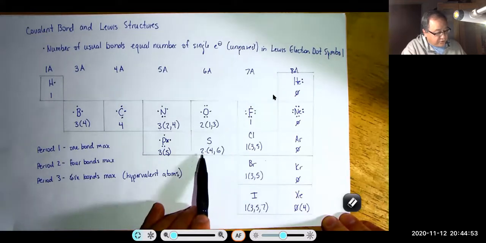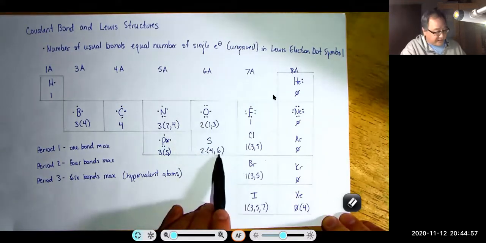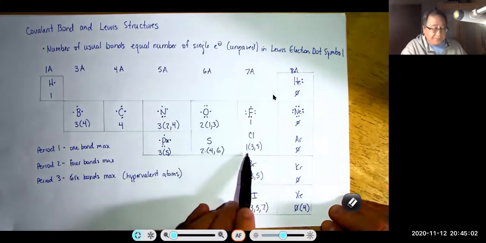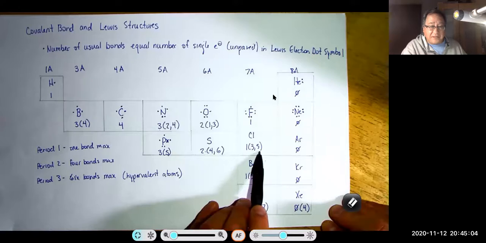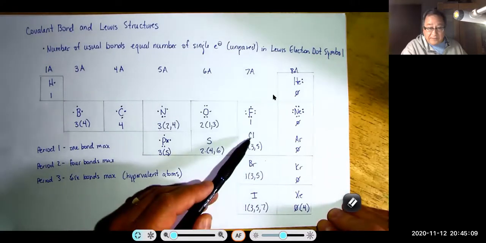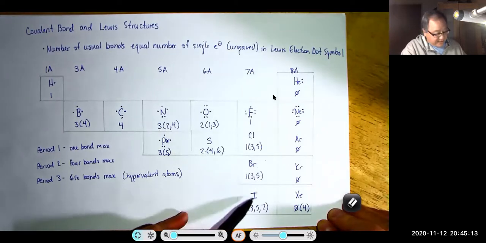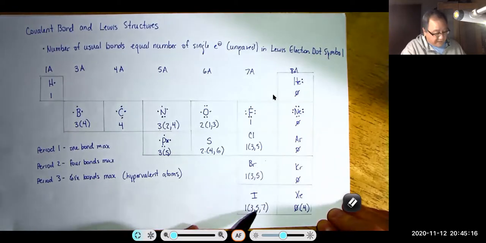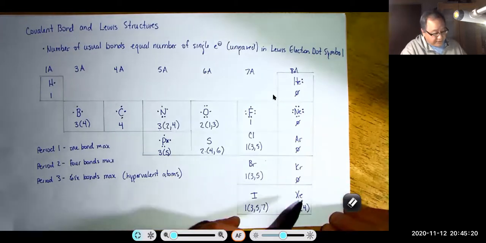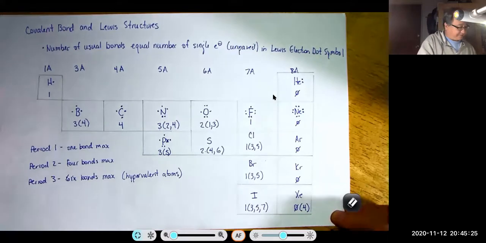Sulfur normally makes 2 like oxygen, but it can also do 4 or 6. 6 is a clear exception to the octet rule. Chlorine is like fluorine, normally makes 1, but it could make 3 or 5. 5 is a clear exception. Argon, 0. Bromine is like chlorine, 1, 3, or 5. 5 is a clear exception. And iodine is 1, 3, 5, or 7. The 5 and 7 are clear exceptions to the octet rule. Xenon, interestingly enough, can also make 4 bonds, but it doesn't do it in very many compounds.